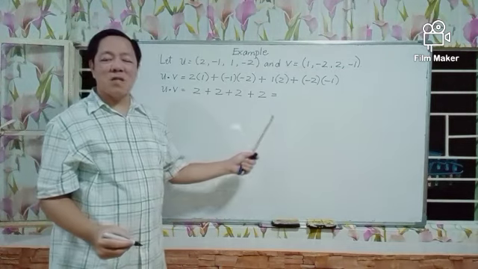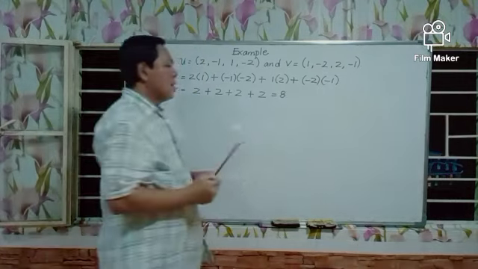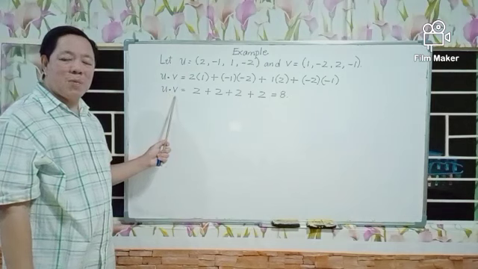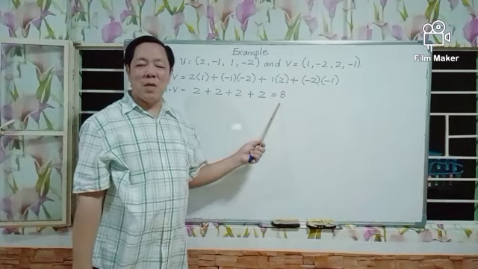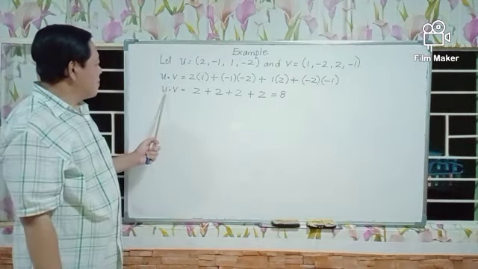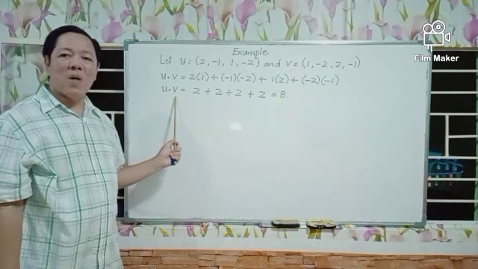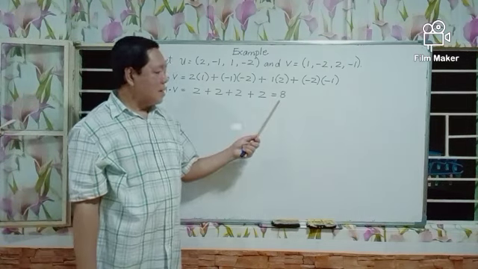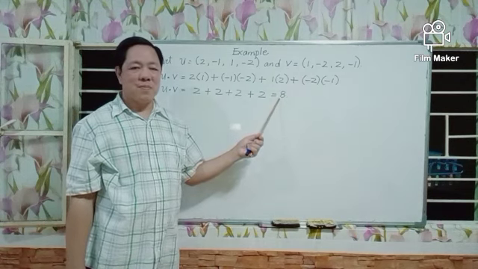And we add the products, we get 8. Hence, the scalar product or dot product of two vectors u and v, each with 4 coordinates, is 8. And 8 is a real number and 8 is a scalar. That is why this product of u and v is known as scalar product or dot product, because the product is actually a scalar. In this example, the scalar is in particular a real number.